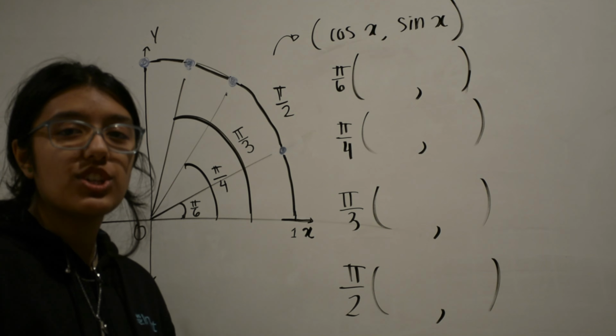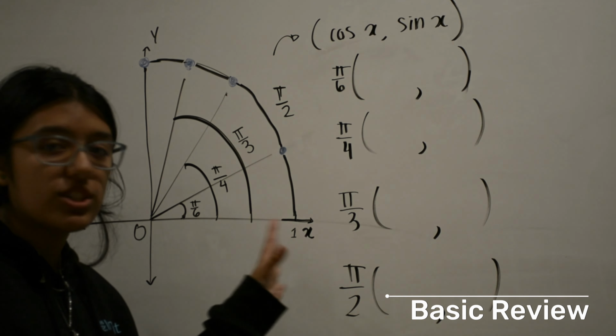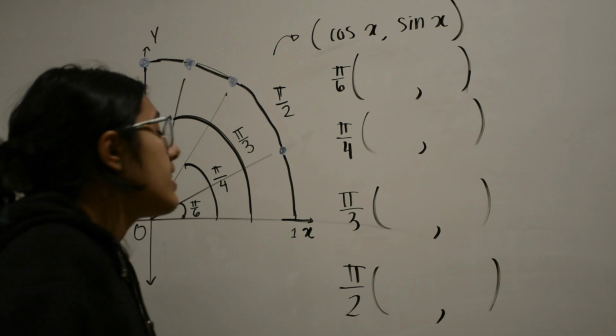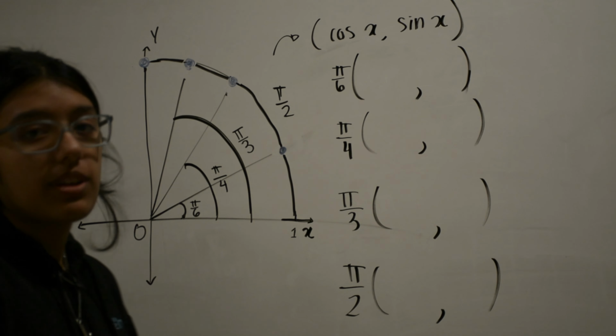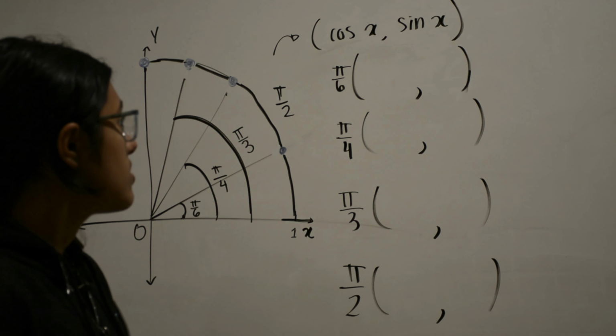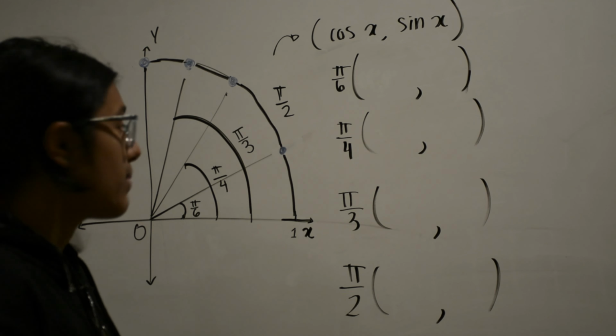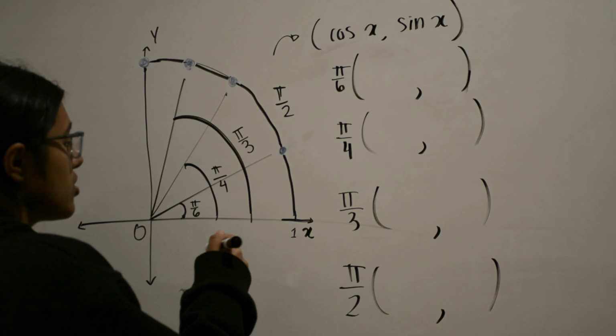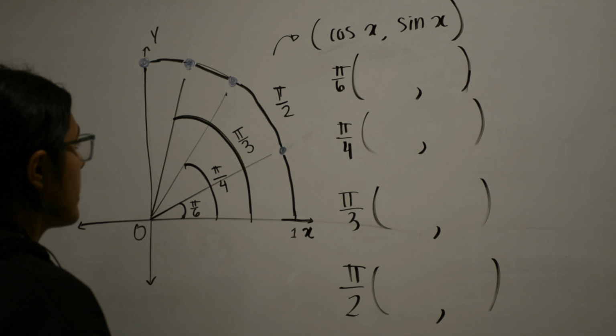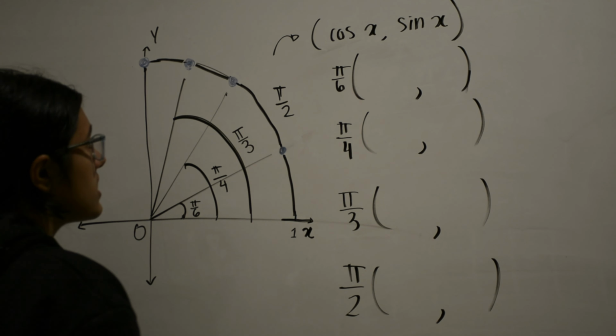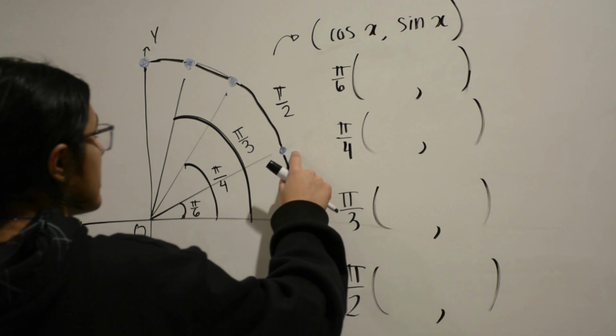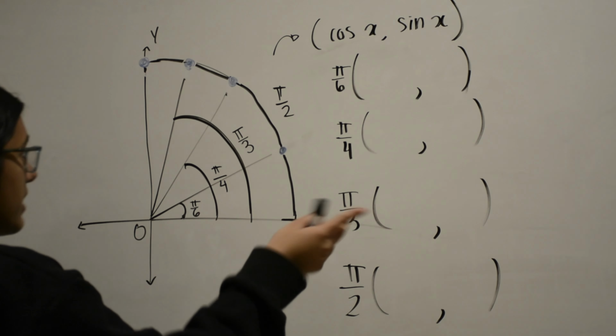Alright, so to refresh your minds about the unit circle in the first quadrant, I have this example. And if you want, you can go give it a go if you know the answers. And if you don't, I'm just going to explain it to you right now. So we're just talking about the first quadrant right here. And we want to find the coordinates of each of these blue points.